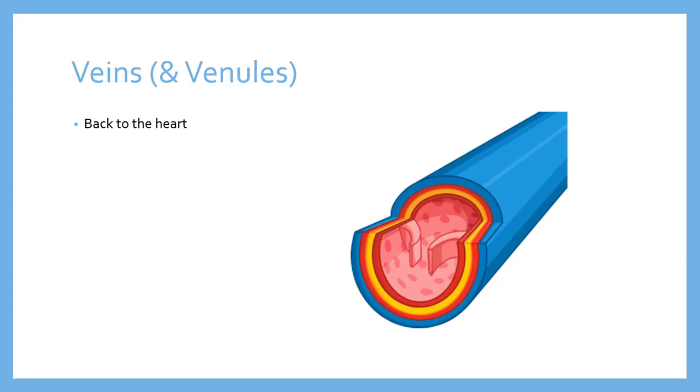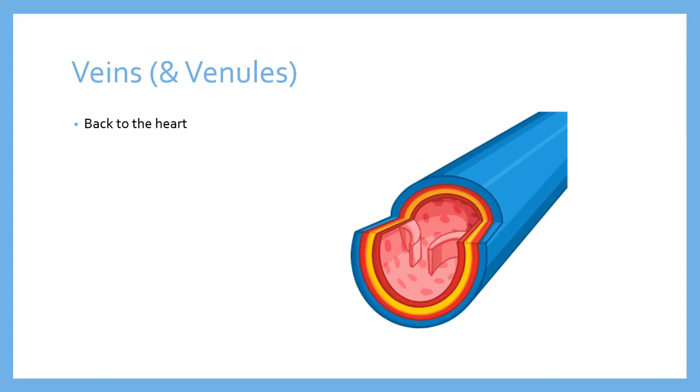And the last vein is the vena cava, which you can find out about a little bit more in another video, in a previous video. The vena cava is the final vein that rejoins the heart and brings the blood back into the heart, ready to complete and continue the cycle. So the veins and venules are bringing blood back to the heart.